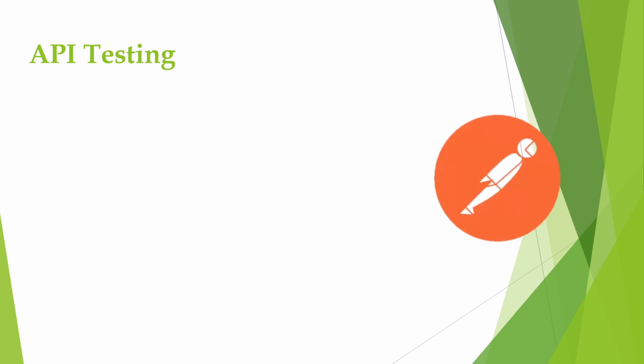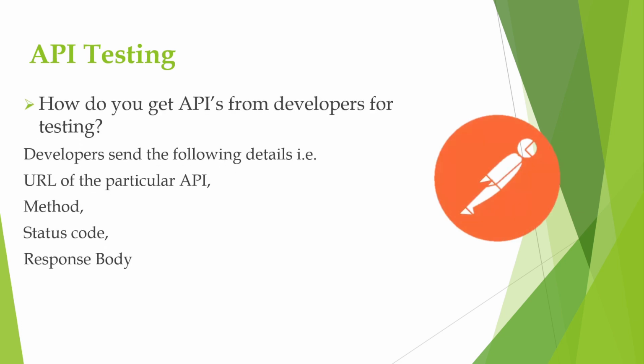Good day to everyone. In this video, we shall see how the developer will give the APIs to the test engineers for testing. That is, what are all the things that the developer will communicate to the test engineers for testing of APIs. Once the APIs have been developed, the developer will send information such as the URL of the particular API, the method, that is whether it is get, put, post like that, the status code, and also the response body.